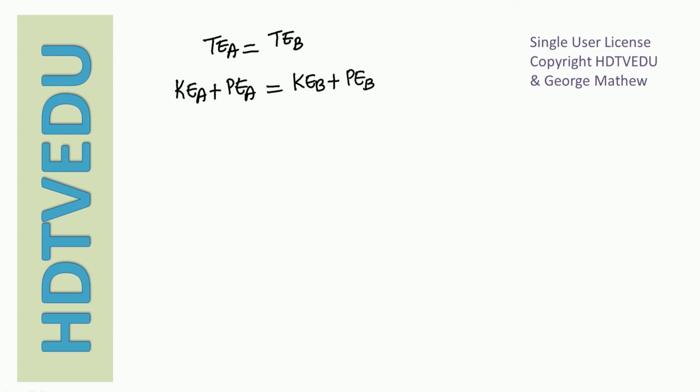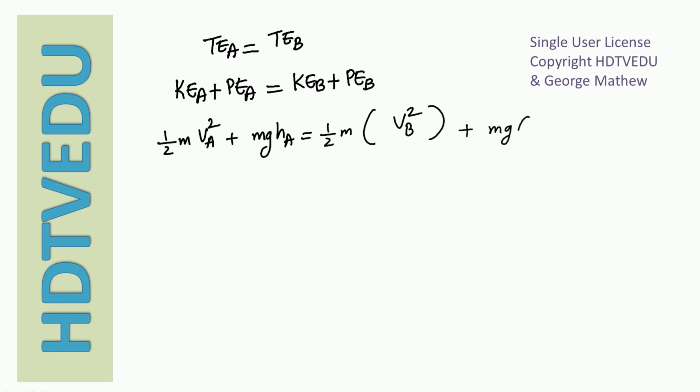Kinetic energy at A is 1/2 m times the speed at point A squared, plus potential energy at A is mg times the height of point A from the 0 level that we chose. Kinetic energy at B is 1/2 m VB squared. Potential energy at B is mg times 0. So this whole thing goes to 0. Why? Because 0 times anything is 0.